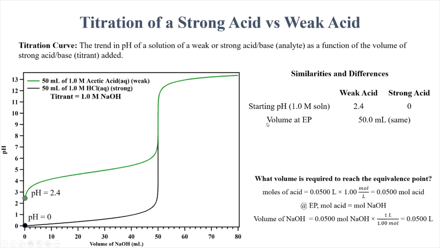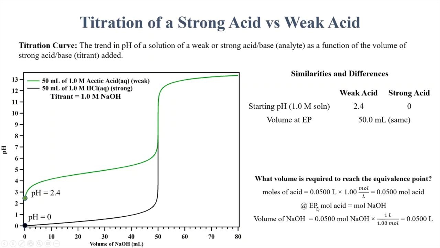But let's just look at the equivalence point first. In both cases, the volume is going to be 50 milliliters. Now, to refresh your memory, how do we calculate that? Well, we know that we have 50 mL of a 1 molar solution of acid. So if we convert the 50 mL to liters and multiply it by the concentration, 0.050 liters times 1.0 moles per liter, that gives us 0.0500 moles of acid.